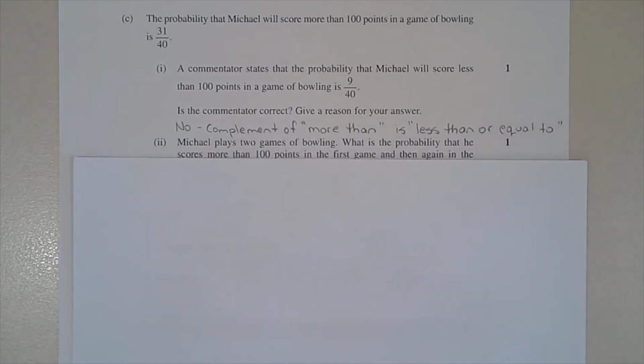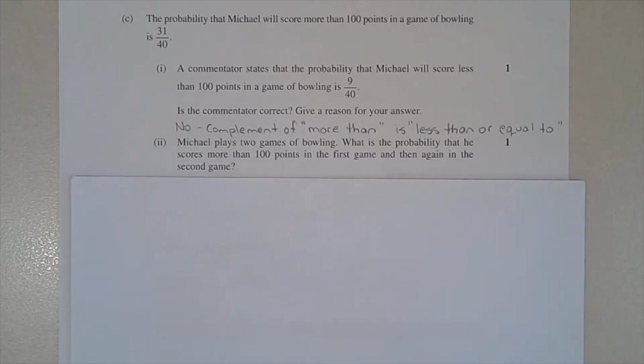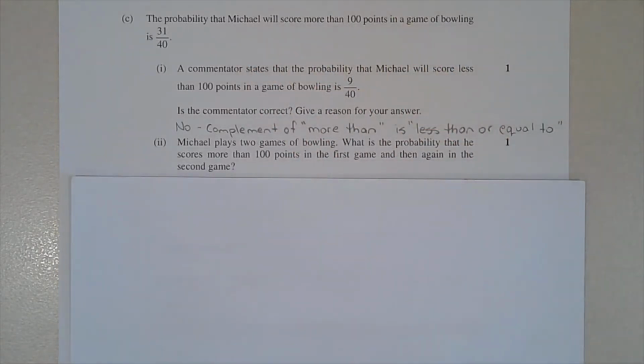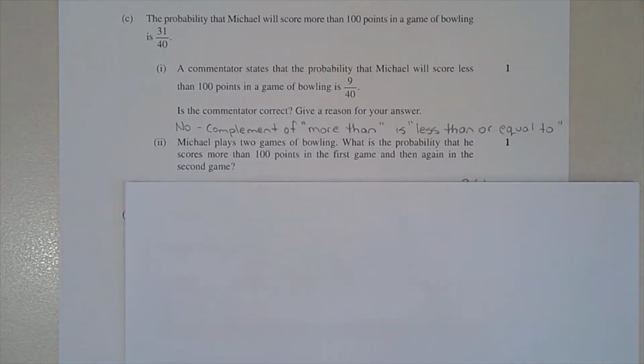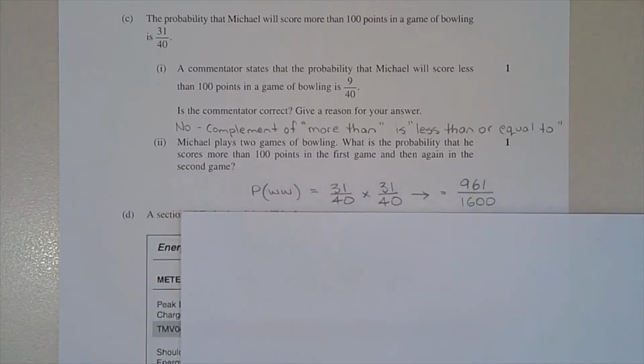Part 2. Michael plays 2 games of bowling. What is the probability that he scores more than 100 points in the first game and then again in the second game? So let's call this the probability of a win-win. So let's say that Michael scoring over 100 points is a win. And they're independent events, in that the first game does not affect, or in theory does not affect, Michael's performance in the second game. So we can just multiply the 2 probabilities.